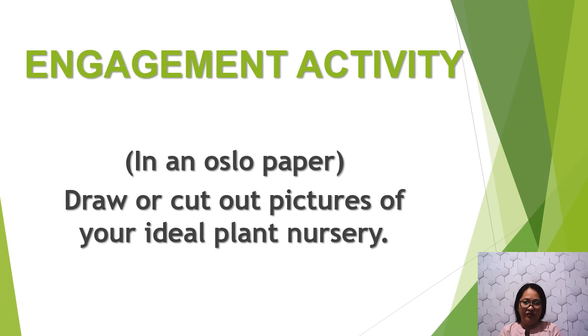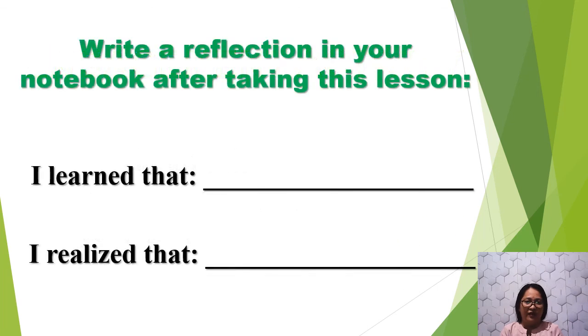Okay, now, for your engagement activity, on an Oslo paper, draw or cut out pictures of your ideal plant nursery. And write a reflection in your notebook after taking this lesson. Again, write at least 2 to 3 sentences. I learned that blank, and I realized that blank.